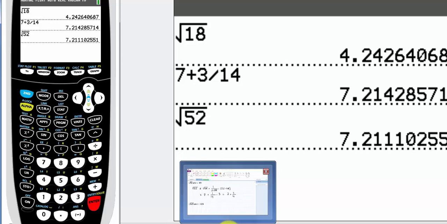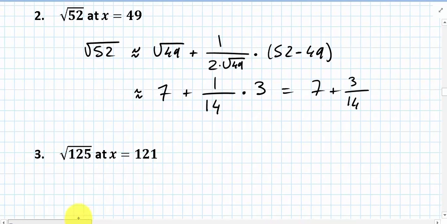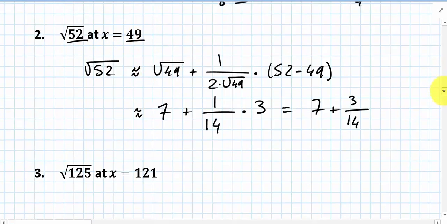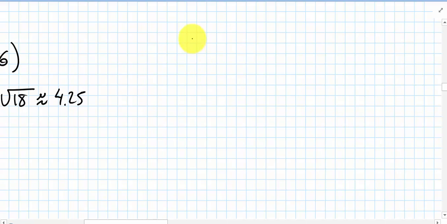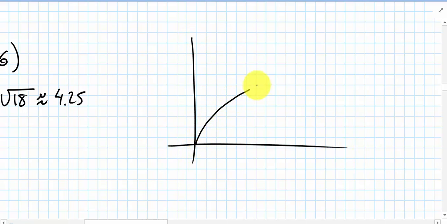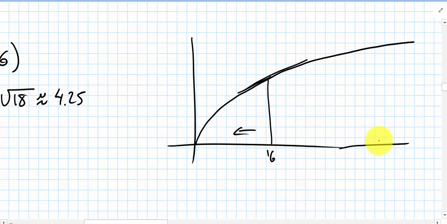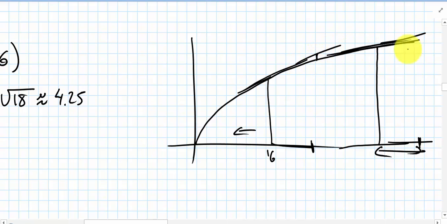So again, why this time, if I went 3 units away from 49, did I get a better approximation than if I moved 2 units away at 16? Because of the curve. The square root goes like this, right? The closer you are to 0, maybe right here, the more it curves. The further you are, the less it curves, so you can go further away from the tangent line and still have a pretty good approximation than if you move the same distance right here. It would be larger here than here.